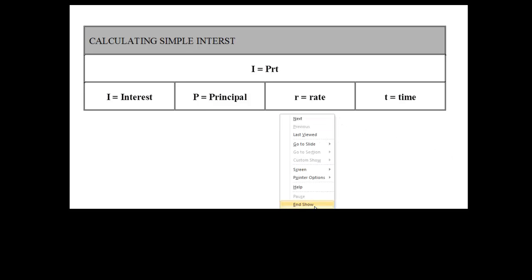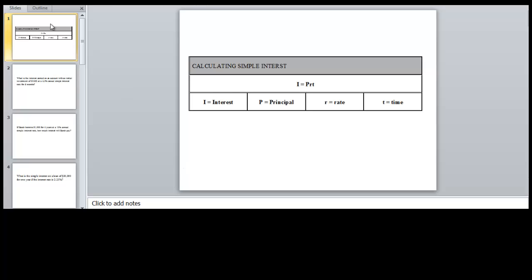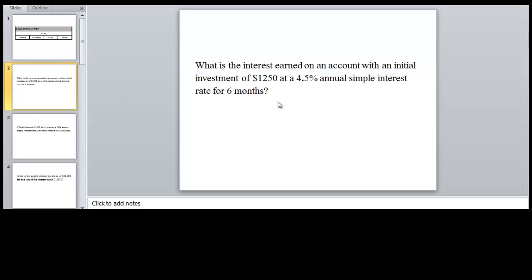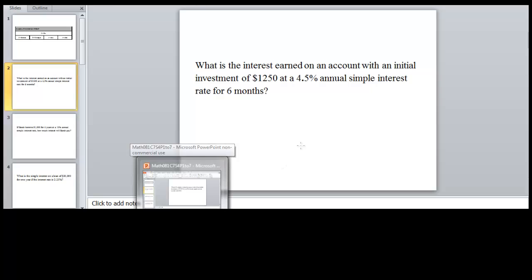Now, the problem like this, again, we know $12.50 is our principal, 4.5% is the rate, 6 months is the time. Now, what's unique about this is usually for our simple interest formula, time is usually given in terms of years. So in this case, it's given in terms of months. We want to convert it into years to make our equation work. First of all, we know what our principal is. It's going to be $12.50.